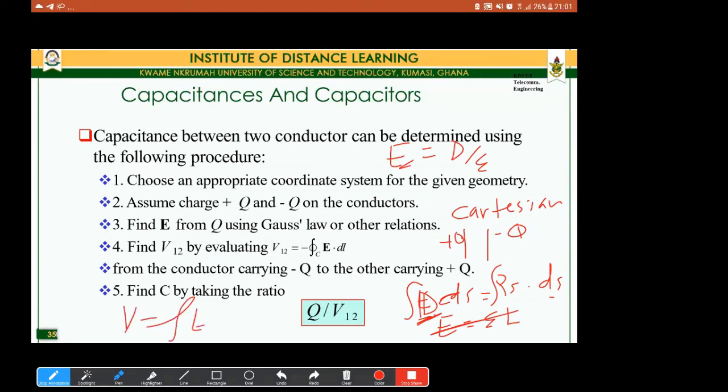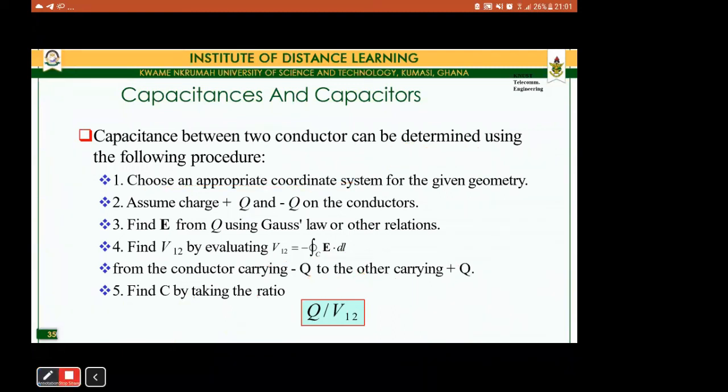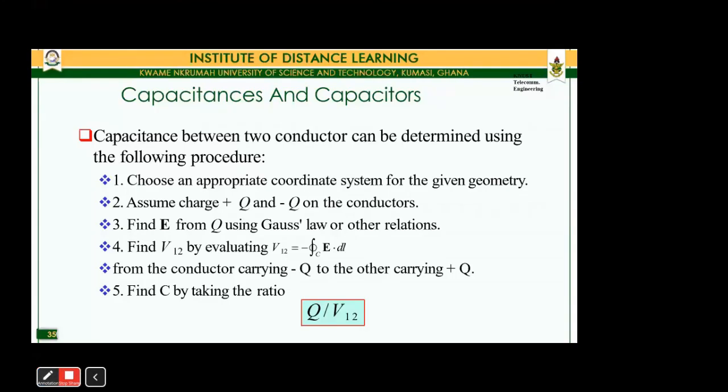V equals the integral of E dot dl. So first, choose an appropriate coordinate system, assume plus Q and minus Q on the conductors, find E from Q using Gauss law or other relations, then find V by evaluating the integral of E dot dl from the conductor carrying minus Q to the conductor carrying plus Q. These two conductors have a distance between them, and that will be the L. Now that you have found V, and we have assumed Q, we can find C, which is given by Q divided by V. And that's how you find the capacitance of a capacitor. That was the end of the lecture, and we have looked at what happens to conductors in an electric field.